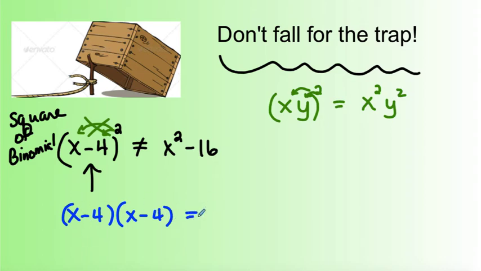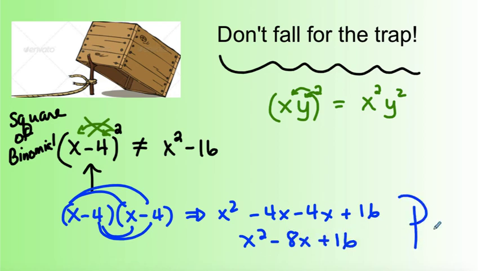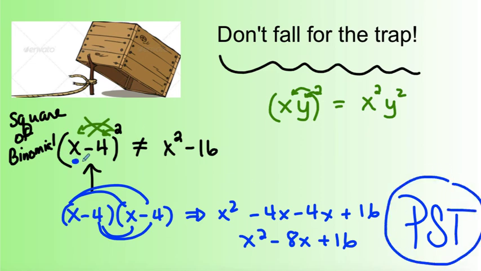So if we FOIL that, we're going to get x squared minus 4x. We're going to get another minus 4x, and we're going to get a positive 16. So I want to remind you that when we take the square of a binomial, our result will be a perfect square trinomial. So if we square the first term, we double the inside product, and we square the last, we will always get a perfect square trinomial when we take the square of a binomial.